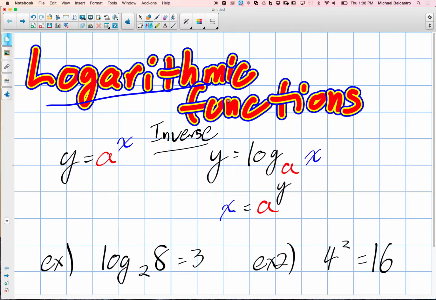Look at logarithmic functions. Here is what we're used to seeing for an exponential function. We have our y value, if we're going to graph it, equal to some base a to the power of x. The inverse of that is a logarithmic function where the base is the subscript of the log, and the x is no longer the exponent, but is the value that the log is equal to.